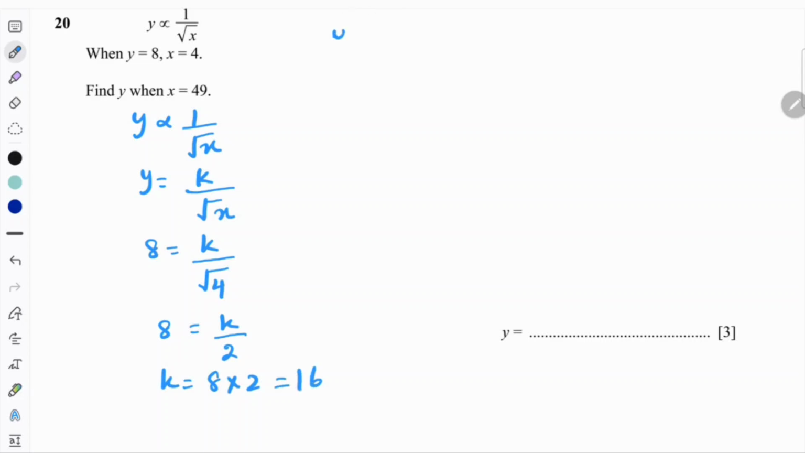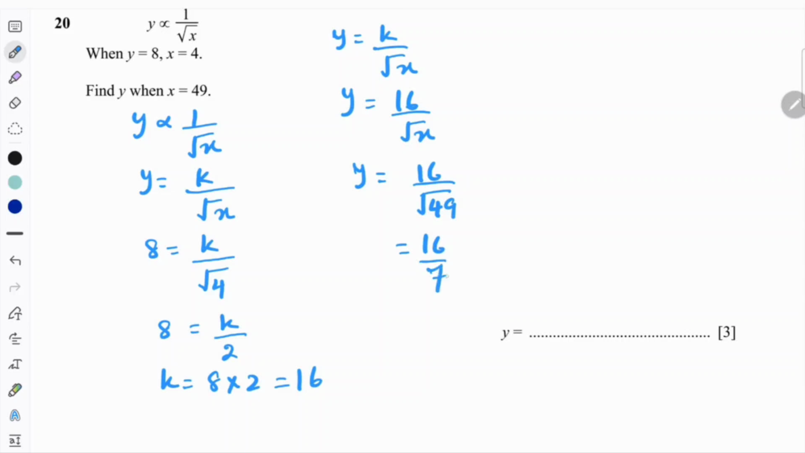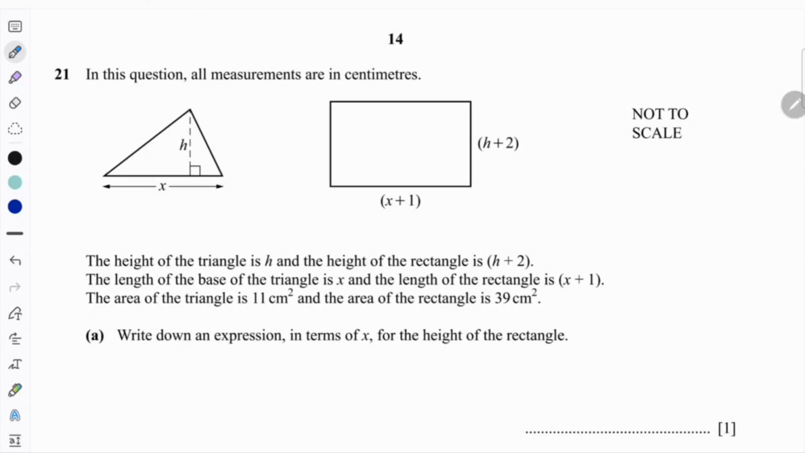Now y is equal to k upon square root x. Y is equal to 16 upon square root x. Find y when x equals 49. Now we can easily find our answer. Square root 49 is equal to 7. So 16 upon 7, write down in the mixed number. 7 times 2 is 14, 15, 16, 2. 2 whole 2 over 7 is the answer for this question. Next question, question number 21.